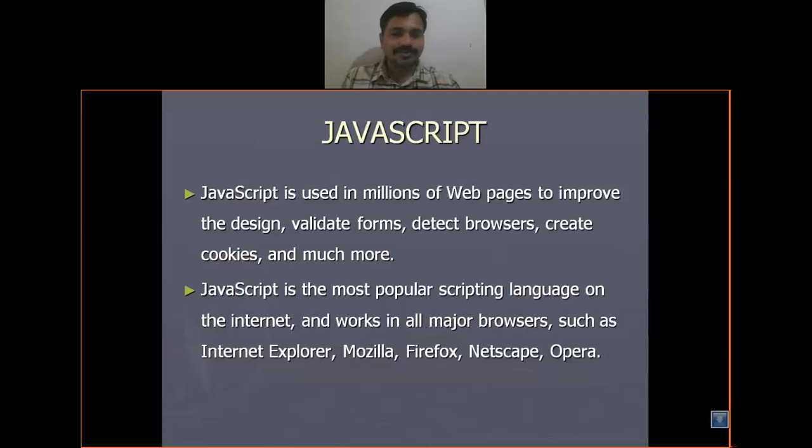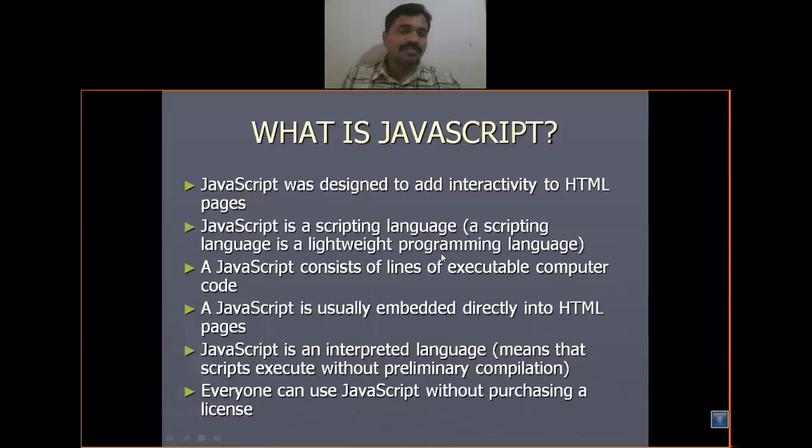JavaScript is important. What is JavaScript? JavaScript was designed for adding interactivity to HTML pages. JavaScript is a scripting language, and a scripting language is a lightweight programming language. JavaScript consists of lines of executable computer code. It is usually embedded directly in the HTML page. JavaScript is an interpreted language, which means the script is executed without preliminary compilation. Everyone can use JavaScript without purchasing a license.